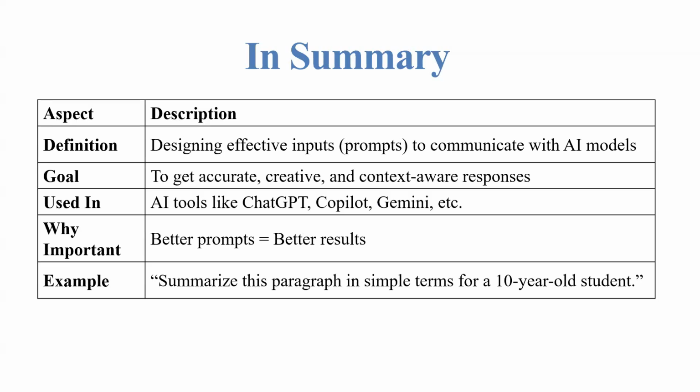So in summary, the definition of prompt engineering is designing effective input or prompts to communicate with AI models. The goal of prompt engineering is to get accurate, creative, and context-aware responses. It is used in AI tools like ChatGPT, Copilot, Gemini, etc. And why is it important? Because if you give a better prompt, you'll get a better result. Very simple. An example is, "Summarize this paragraph in simple terms for 10-year-old students." So here we have all the details. This is why prompt engineering is very important. So we'll continue.